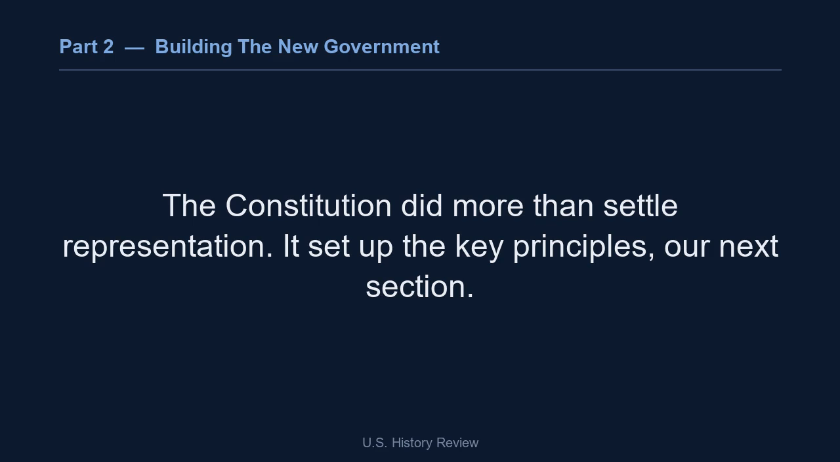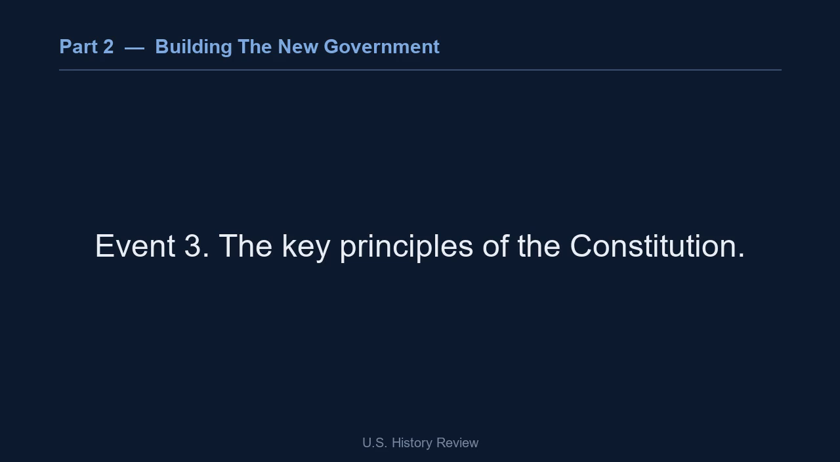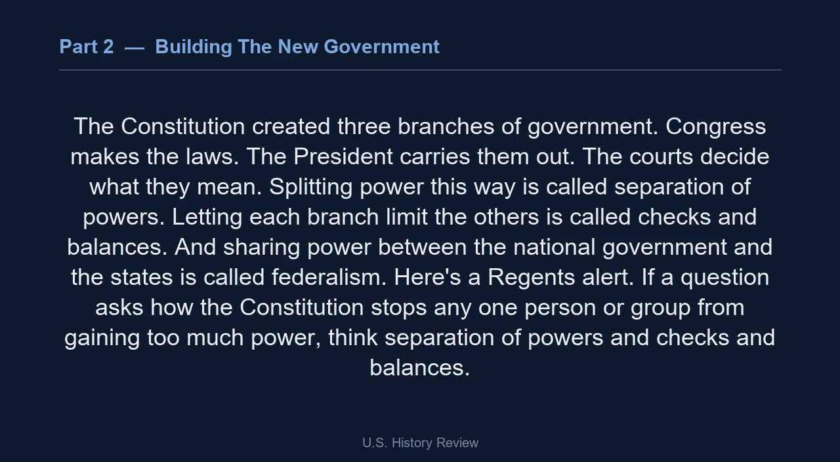The Constitution did more than settle representation. It set up the key principles, our next section. Event 3. The key principles of the Constitution. The Constitution created 3 branches of government. Congress makes the laws. The President carries them out. The courts decide what they mean. Splitting power this way is called separation of powers. Letting each branch limit the others is called checks and balances. And sharing power between the national government and the states is called federalism.